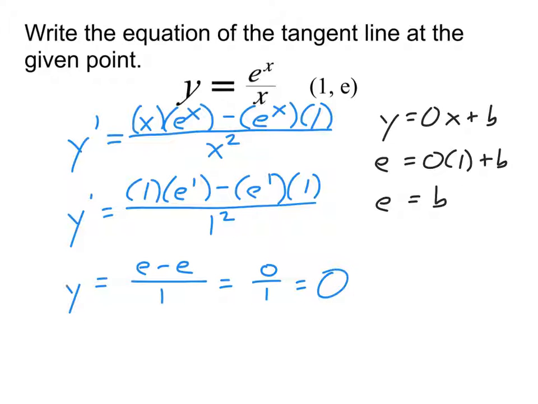Now, I said there was an easier way that you might have been able to get this equation. Well, if the slope is 0, that means it's a horizontal line, and the horizontal line is always going to be y equals a constant. So it's just y equals e, which is the same thing it gives us if we do it the long way. Because we don't need to write the 0x, obviously.